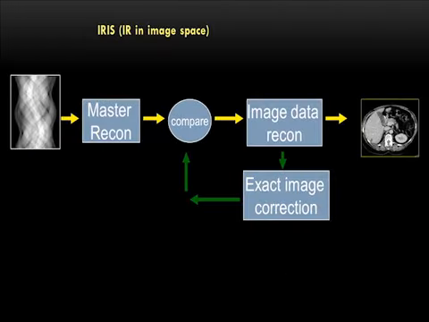Moving on to Siemens, which is the next vendor, they introduced an iterative reconstruction technique, namely IRIS, which is IR in the image space. It's a very simple algorithm. Take the sinogram, get a master recon, and the loop is in the image space. So all the corrections are made here to generate the final image.